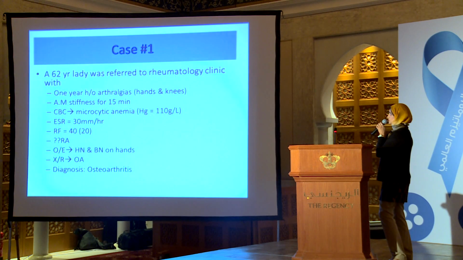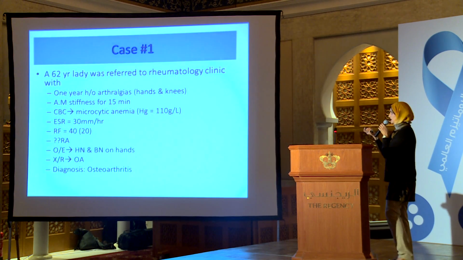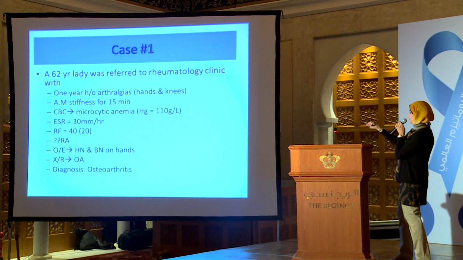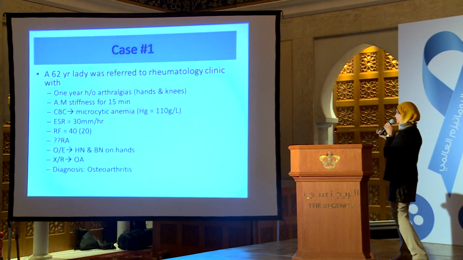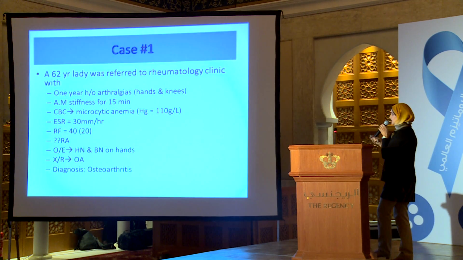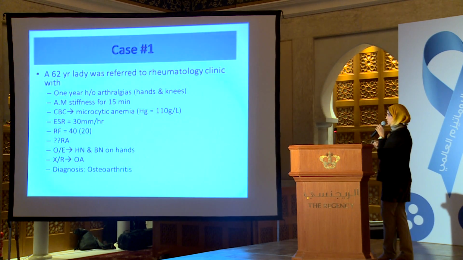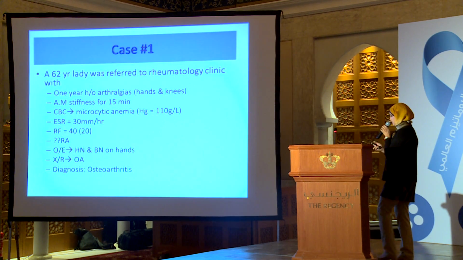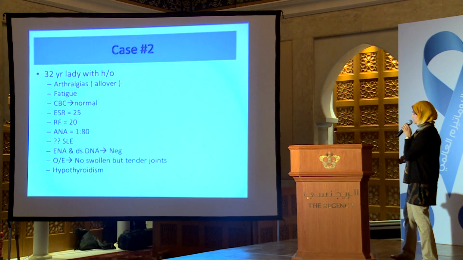So back to the first 2 patients. That elderly lady who came with a positive rheumatoid factor, which was 40, had a little bit high ESR, but according to her age, her normal ESR should be 36, so she's fine. And she also had microcytic anemia. On examination, when I saw her in the clinic, she had Heberden and Bouchard nodes on the hands. The x-rays also confirmed my suspicion. Her pain was mechanical pain when I took the history. So I made the diagnosis of osteoarthritis.